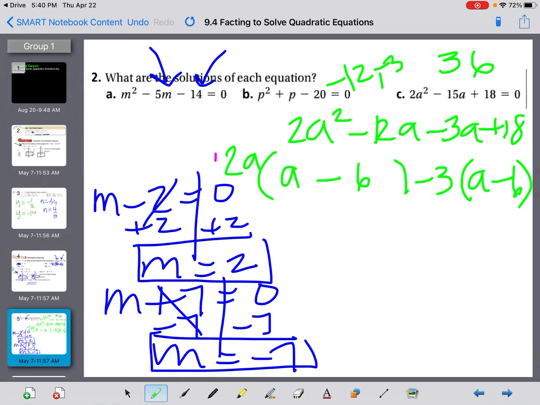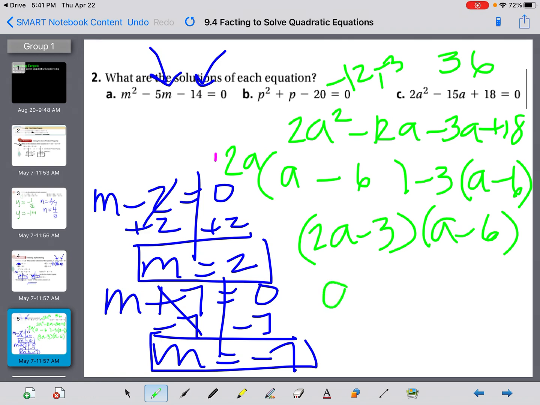Okay, so what I'm going to be working with is 2a minus 3 times a minus 6. Those are what I have to set equal to 0. And I'm going to find out that my solutions are a is equal to 3/2 and a is equal to 6.